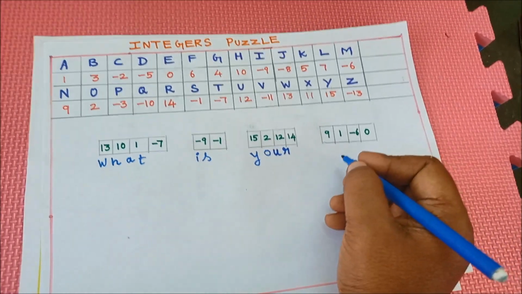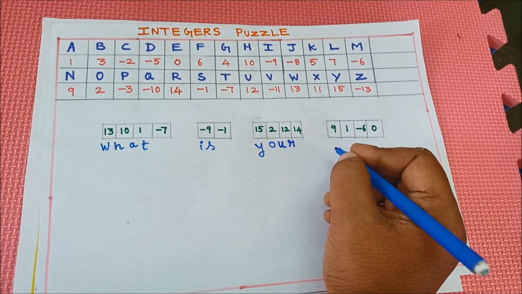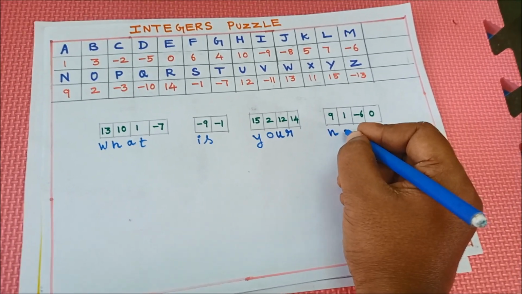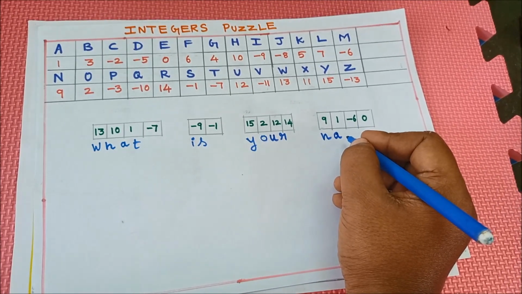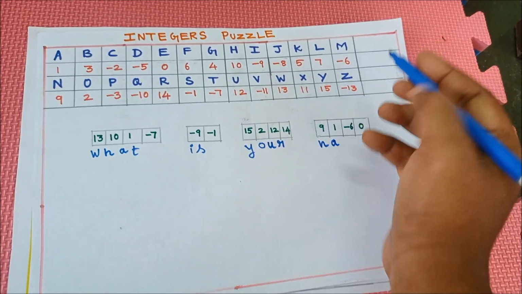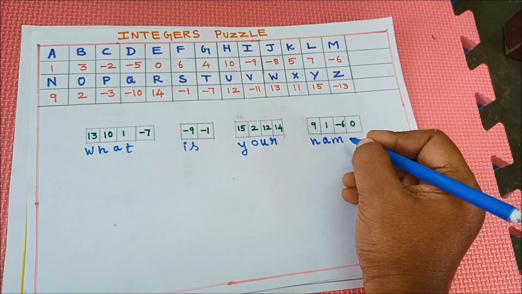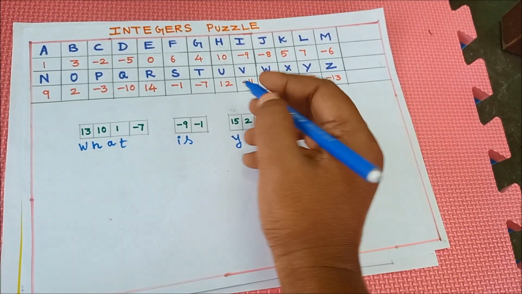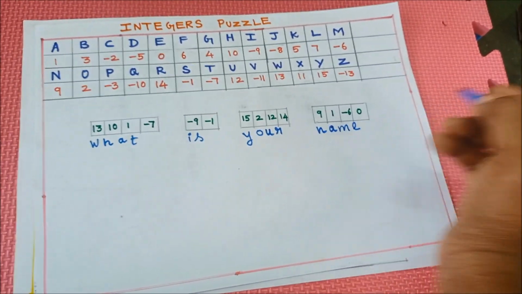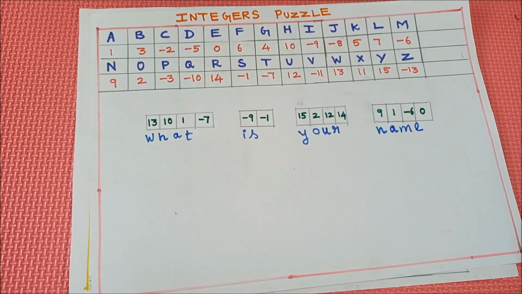Yes. The last section, 9. 9 represents which letter here? N. So, N. And 1 represents again A. -6 represents, where is -6? -6 represents the letter M. So, M. And 0 represents the letter E. Yes. So, the full sentence. Are you able to read the full sentence? That is, what is your name?